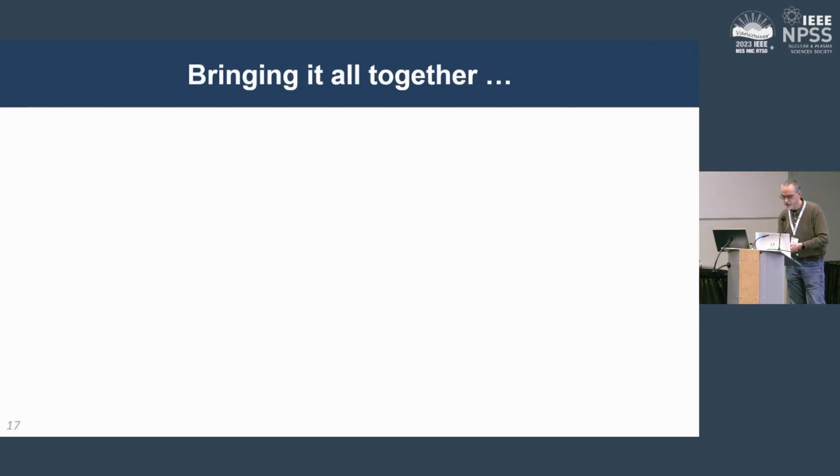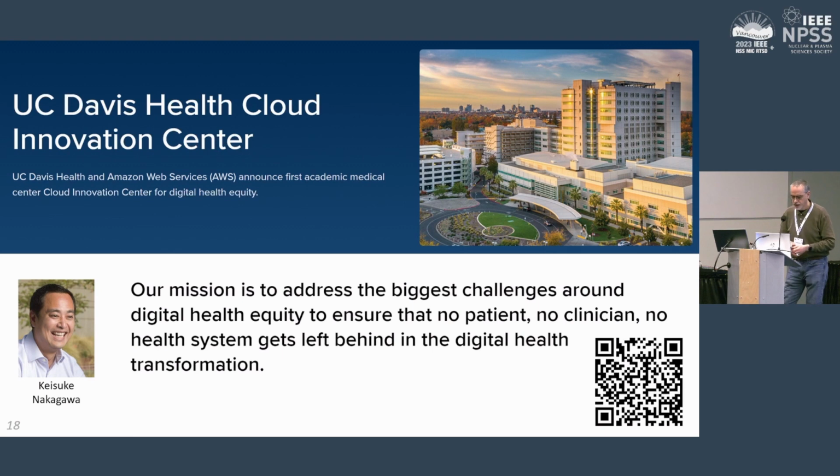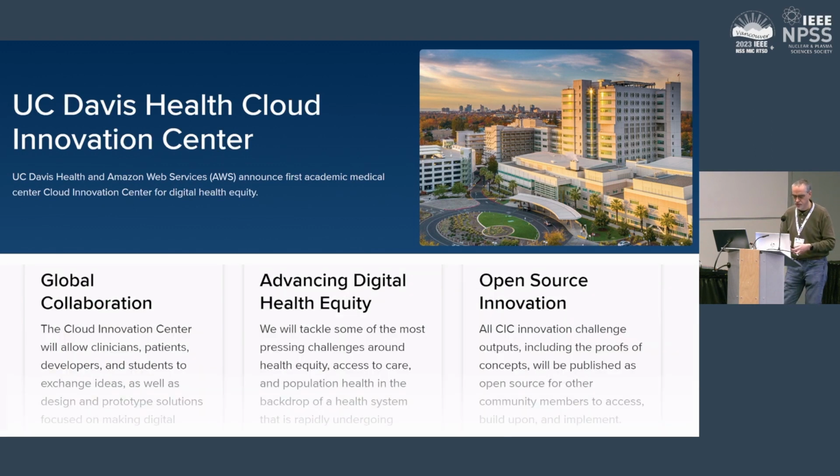And how are we going to bring it all together? Well, just so happens that at UC Davis, we have what's called a Health Cloud Innovation Center, which is a collaboration with Amazon Web Services. Keisuke Nakagawa is the guy in charge of it. And their mission really is to address digital health equity and get global access where global access is possible. If you look at what they're trying to do, global collaboration, digital health equity, and open source innovation actually ties in really well with what we're trying to do here, which is cool, because that means we can now tap into some of those Amazon Web Services resources, perhaps host this data set, also perhaps host Dockerized instantiations of this software and get people access to the data.